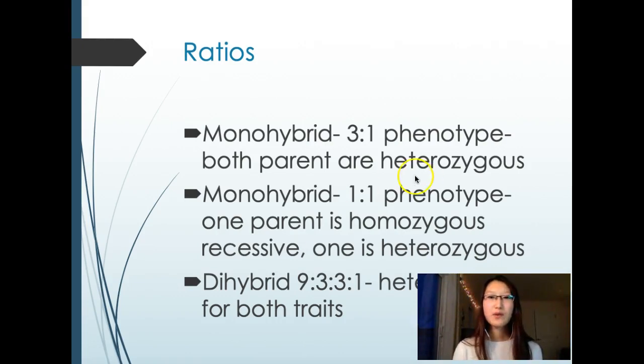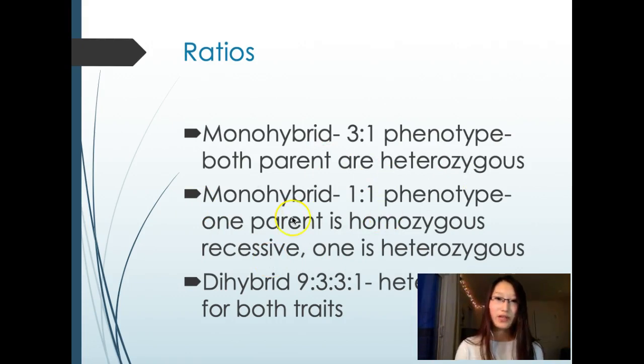If you remember some of the crosses that you did, whenever you have two heterozygous parents, you would always have a 3-to-1 phenotype ratio. You can do a heterozygous cross right now. Big R, little r crossed with big R, little r, you're going to have big R, big R, two big R, little r, and little r, little r as the offspring. That will give you a 3-to-1 phenotype: 3 for the dominant, 1 for the recessive. Monohybrid.